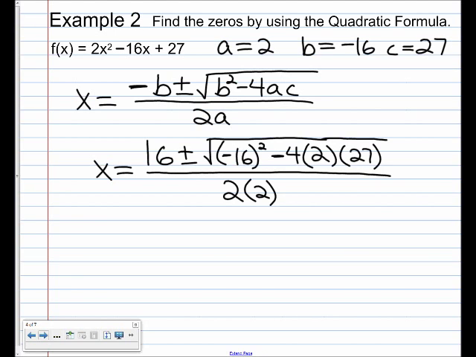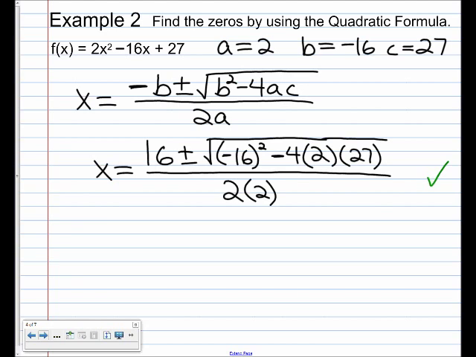So again, this is your first checkpoint. Can you plug all the numbers in to the right spot? So that's kind of the first step. If you don't do this right, then you won't be successful as you simplify further down. All right, so just take a second, make sure you have everything in the right spot.